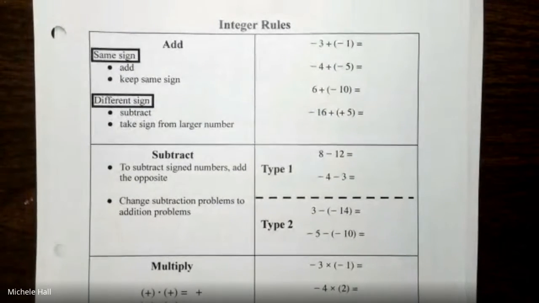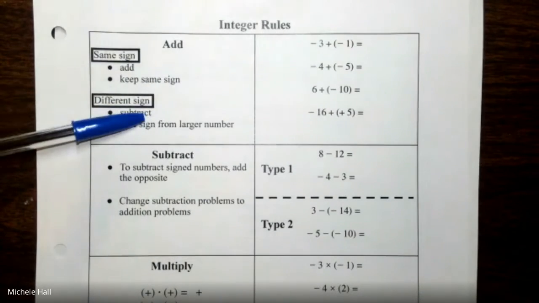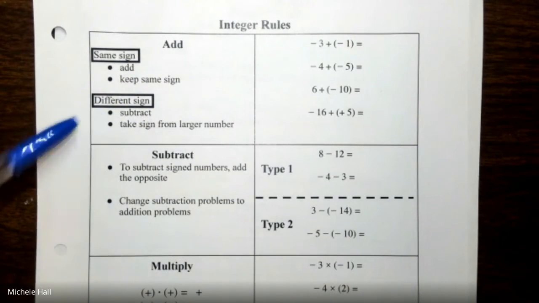Let's take a look at our condensed rules. Pause the video and try the adding section. Same sign and different sign. Try these problems here.